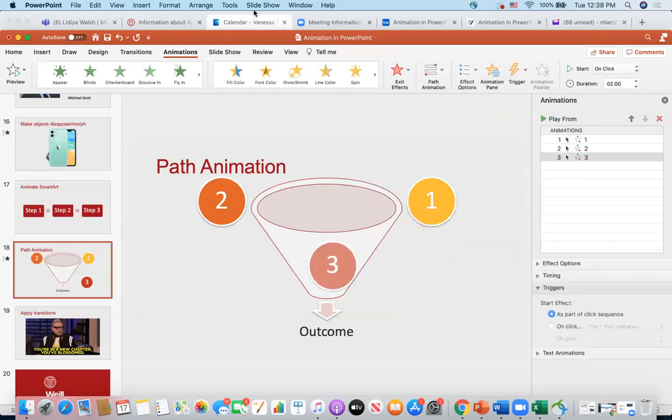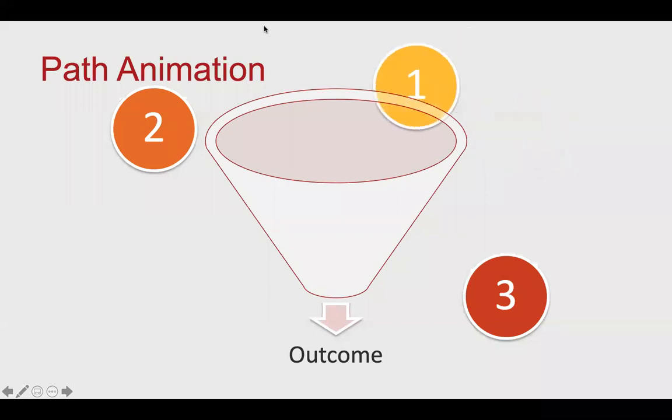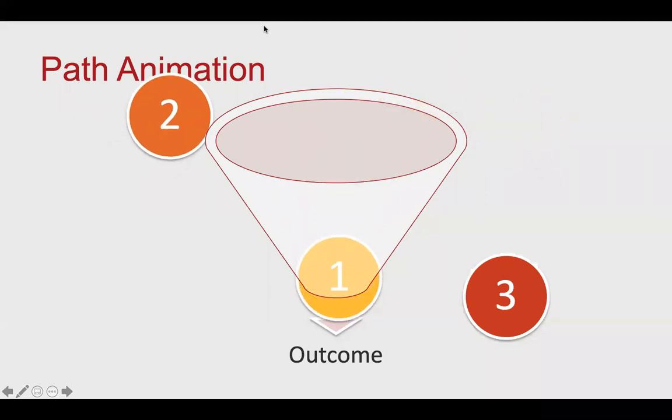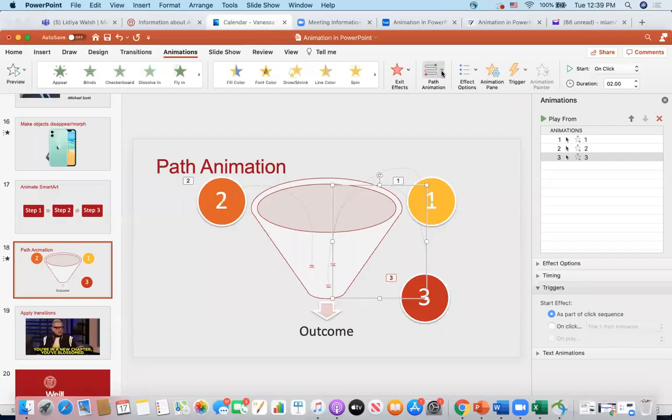All right. So now if I play from slideshow mode to see what it looks like, I've got item 1, item 2, and item 3. So that is kind of how path animation works. And that's a really simplified version of it. But honestly, it's super cool.